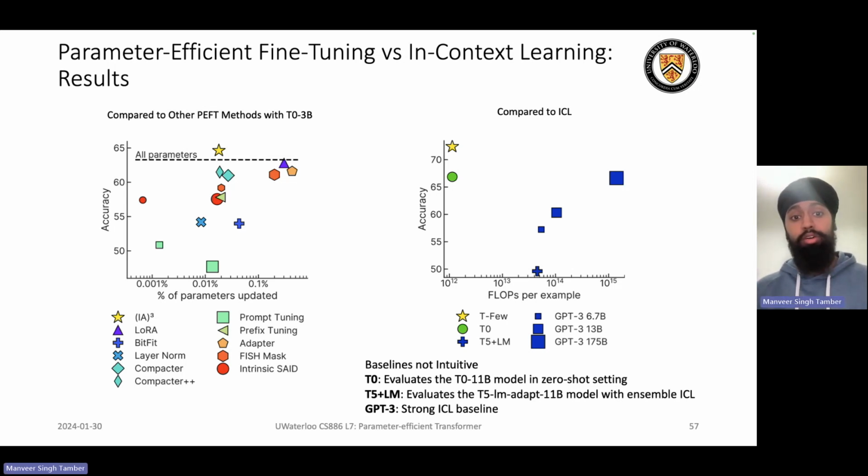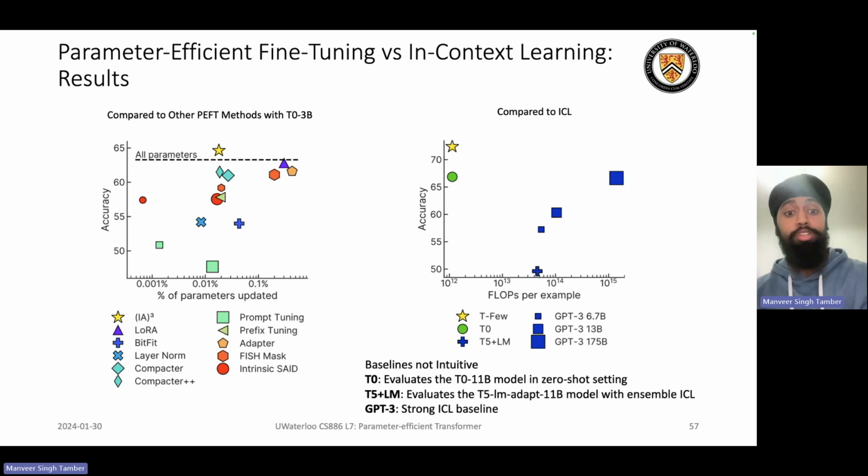So now comparing to ICL, these baselines are not intuitive, so let's explain. T-few is just taking a T0, fine-tuning it with IA cubed, and then evaluating that, and that performs the best in terms of accuracy. The x-axis is the number of FLOPs per example, so the amount of floating point operations needed to make a prediction. T0 evaluates the T0 11 billion parameter model in a zero-shot setting, so without any training or even in-context learning. And that actually does fairly well and does better than GPT-3 in the in-context learning setting. So that's a relevant baseline to include.